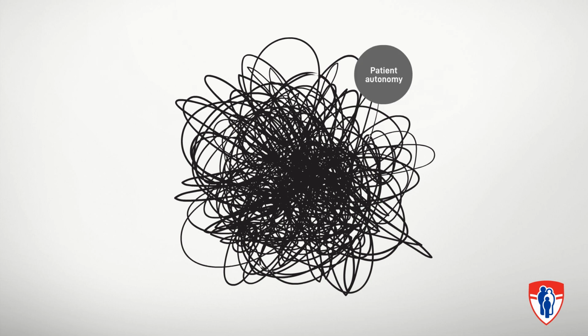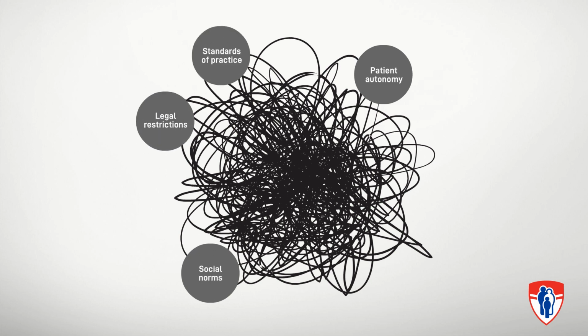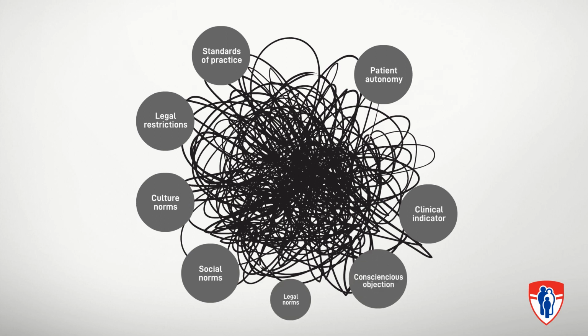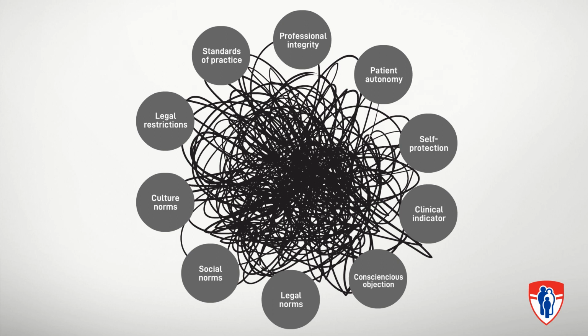Are we talking about patient autonomy? Are we talking about social norms? Are we talking about legal restrictions? Are we talking about clinical indicators? Cultural norms, conscientious objection. Those are all elements that need to be carefully dissected out and identified and articulated.